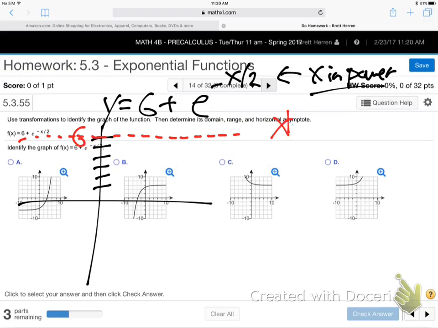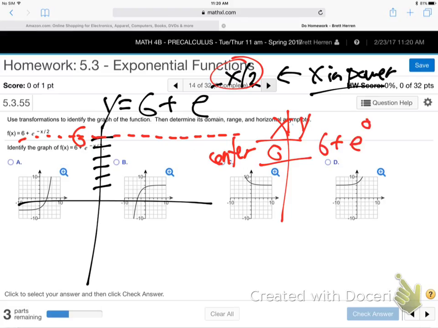Okay, and then we make the xy table, and the center point is whatever will zero out x's world. That's just 0. So what do you get? y equals 6 plus e to the negative 0 over 2, but that's just 0. 6 plus e to the 0. That's 6 plus 1. That's 7. So over 0, up 7. So that's right here, like that.